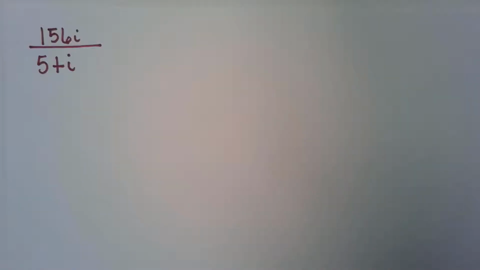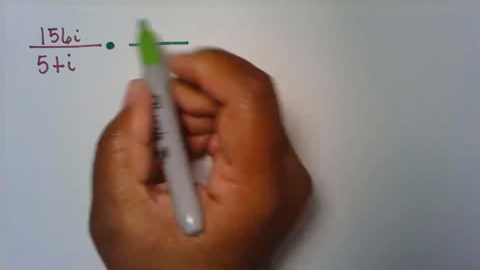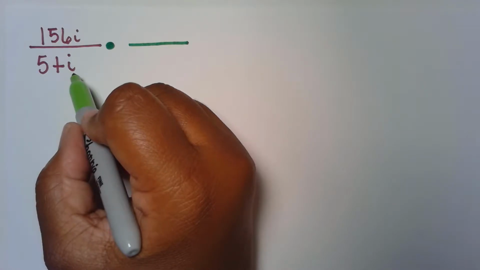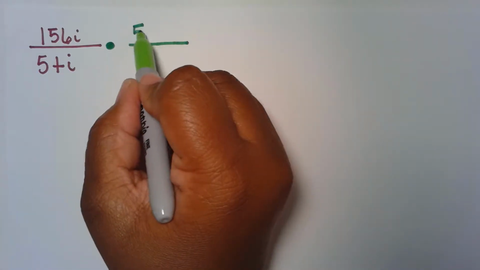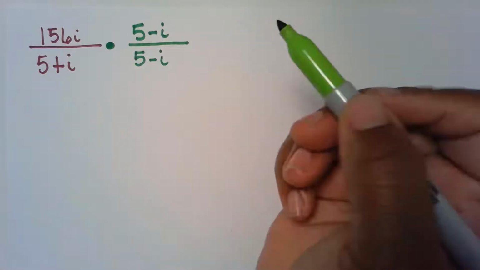We're going to divide. We have 156i all over 5 plus i. So we're going to divide this complex number by multiplying this fraction by its conjugate, the conjugate of the denominator. So we're going to create a fraction. The fraction we create will be the conjugate of our denominator. So that's going to be 5 minus i. And we're going to multiply it to the numerator and to the denominator.